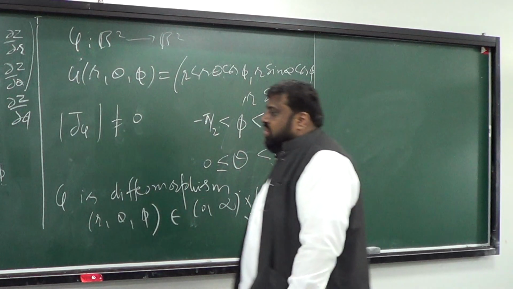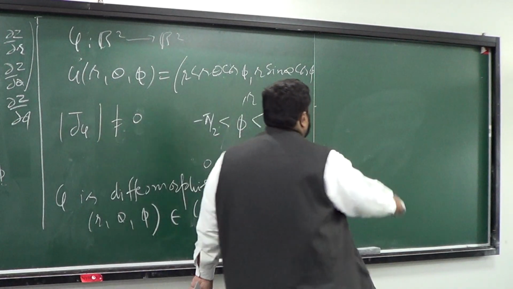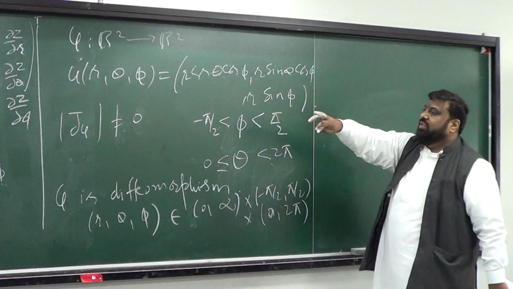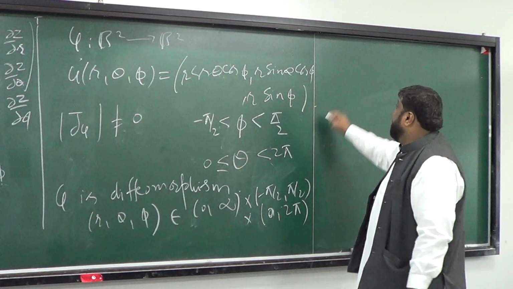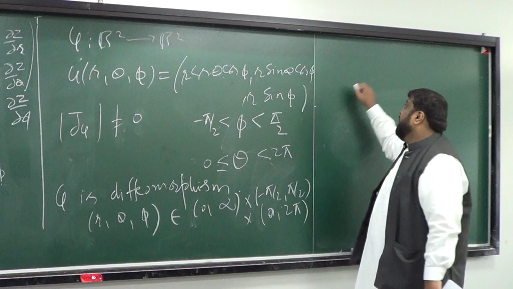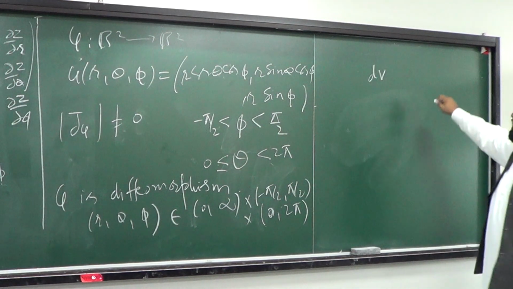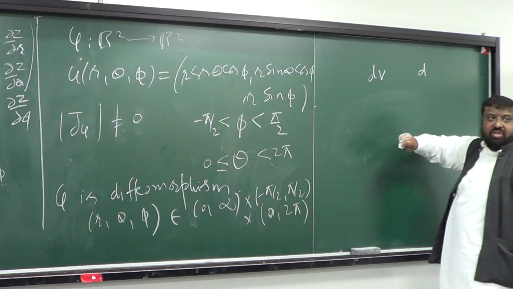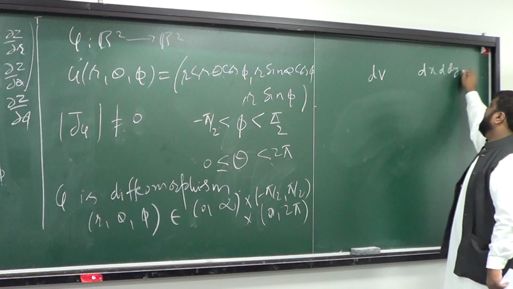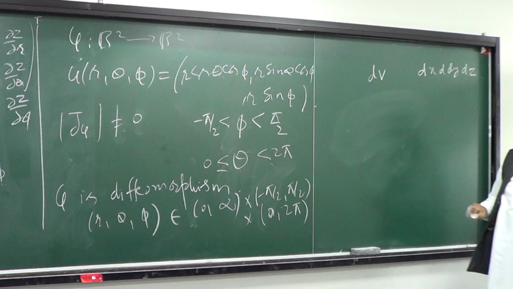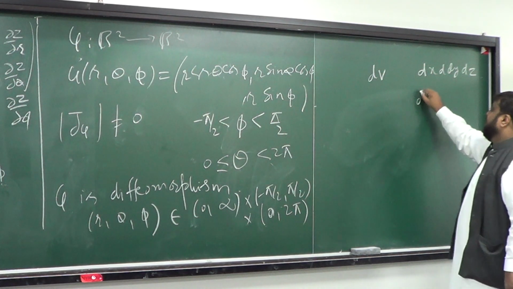There is another way to look at it. If you have a space, so you have some volume, and you take a small chunk in that volume, you take the dV. So the dV in rectangular coordinates is going to be what? dx, dy and dz, while in spherical coordinates it is going to be dr d theta d phi.